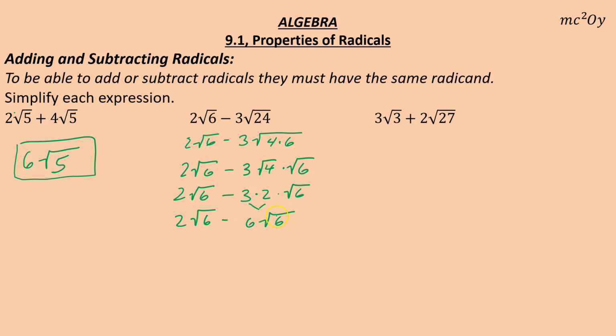Well, keep going. That's 2 root 6 minus, well, this is 6 root 6. Hey, isn't that convenient? We have the same root now. We have 2 root 6 minus 6 root 6, or how many root 6s? Well, you have 2 minus 6. 2 minus 6 is negative 4. Negative 4 root 6s.